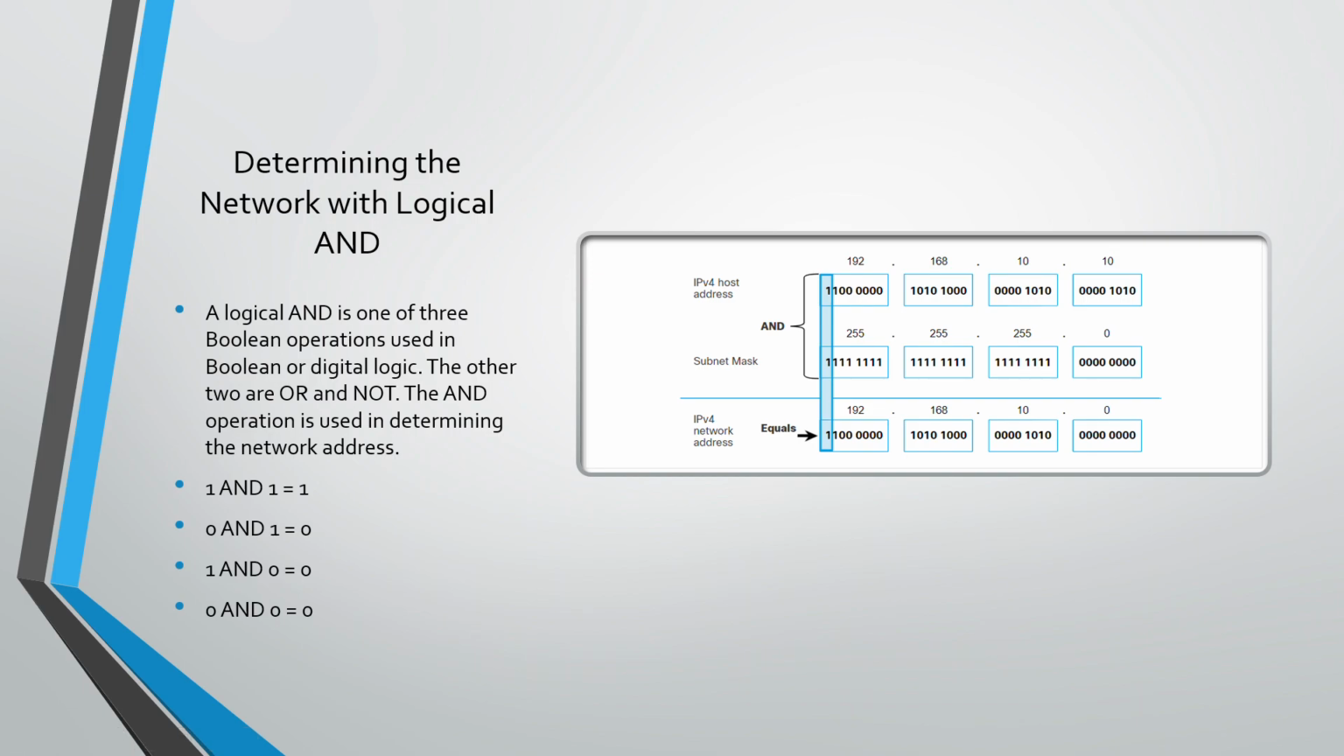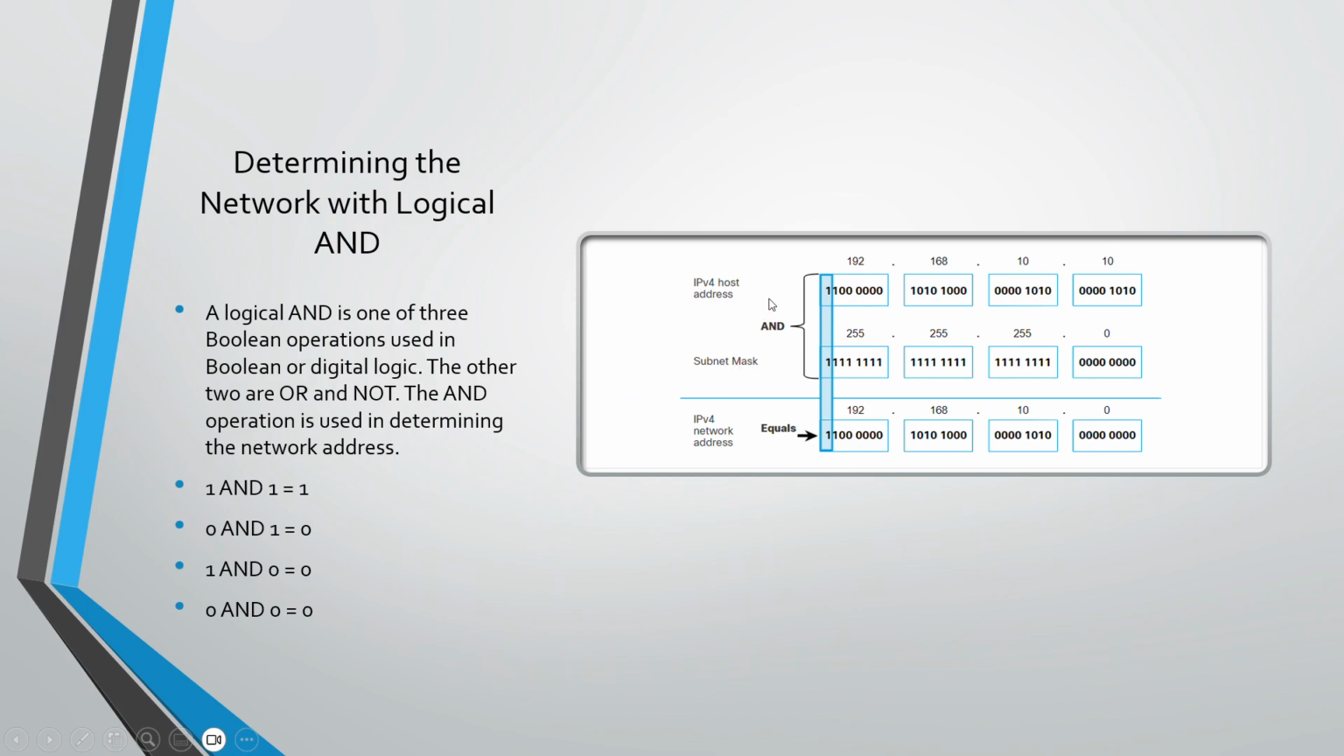Determining the network with logical AND. A logical AND is one of the 3 Boolean operations used in Boolean or digital logic. The other 2 are OR and NOT. The AND operation is used in determining the network address. When 1 and 1 is equal to 1, 0 and 1 is equal to 0, 1 and 0 is equal to 0, and then 0 and 0 is equal to 0. So basically, the easiest way to remember that is if you have 1 and 1, it's equal to 1, and then the rest are 0.